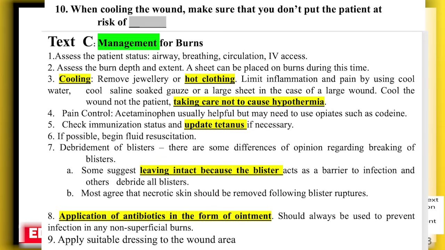And question number 10, when cooling the wound, make sure that you don't put the patient at risk of dash. So cooling the wound is mentioned in the management. We already just glanced through that. So the answer we can see is hypothermia.